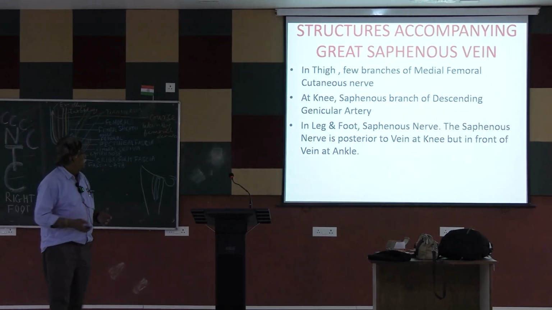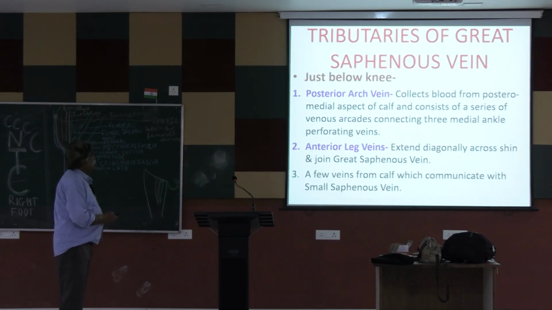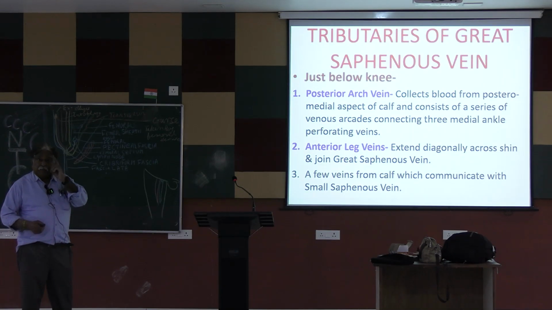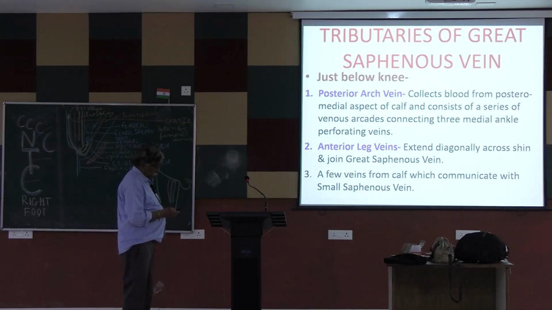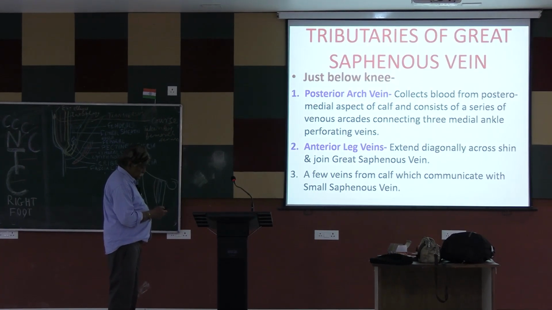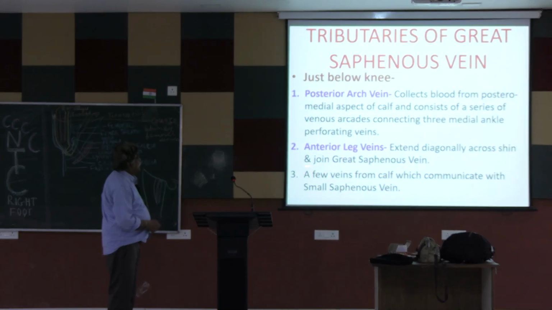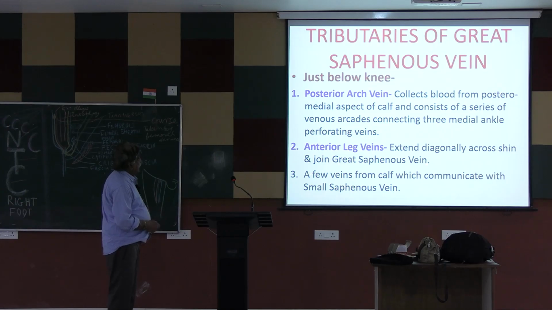We have to be examination oriented now, focus, I told you, on tributaries of the great saphenous vein just below the knee. The posterior arch vein collects blood from the posterior medial aspect of the calf and consists of a series of venous arcades connecting three medial ankle perforating veins. Anterior leg veins extend diagonally across the shin to join the great saphenous vein. A few veins from the calf communicate with the small saphenous vein.